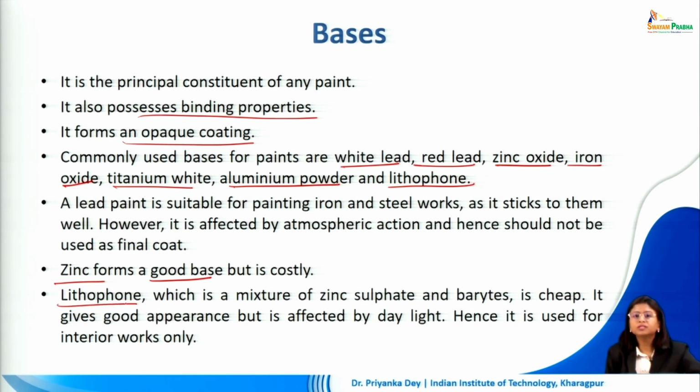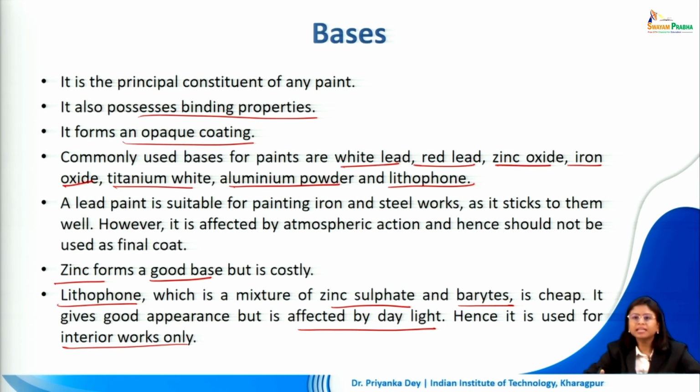Lithophone, which is a mixture of zinc sulfate and barytes, is cheap. It also gives a good appearance, but it is affected by daylight. So we do not want to use it in the exterior walls. Lithophone as a base is only applicable if you are dealing with interior work surfaces. So if we have an interior wall that we need to paint, go for this type of paint. It will be affordable and it will also give a good appearance.